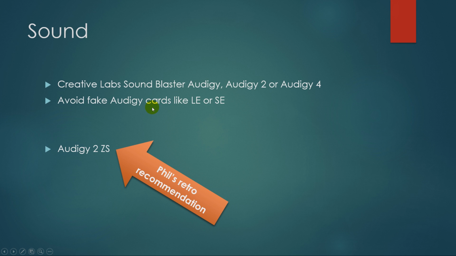How accurate the software version is, I don't know. But look, vintage hardware, if you're building a computer for this game, might as well do it properly and get one of those Audigy cards. What do I recommend? The Audigy 2 ZS is pretty much the card to get through this game.